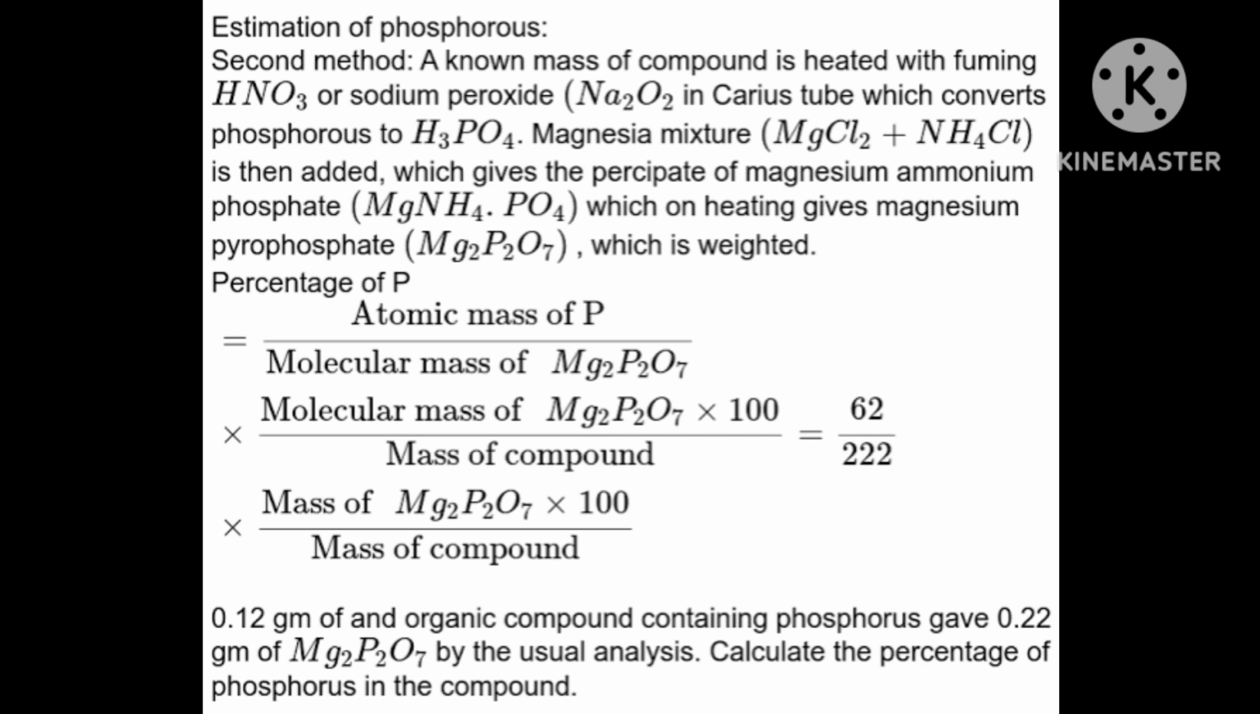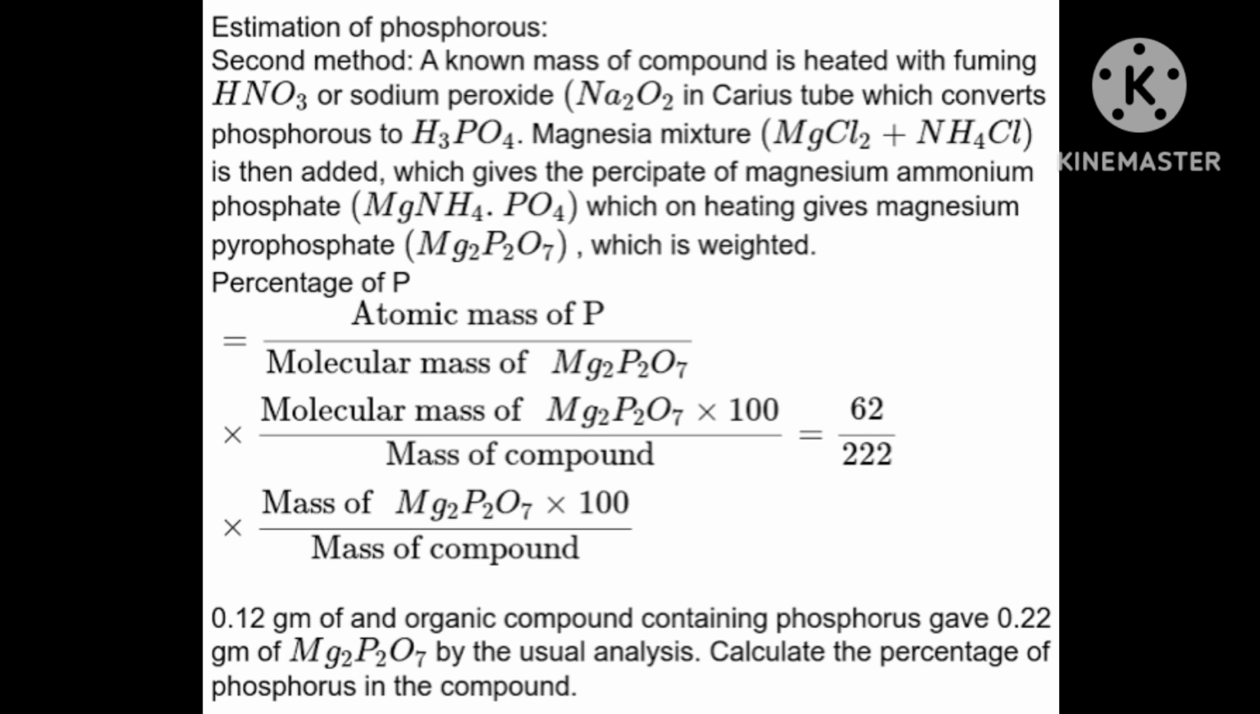Mg2P2O7. This you have to ignite after mixing. Then you will get Mg2P2O7. Then from this Mg2P2O7, again you can calculate P directly. P2 is there, na? Then you calculate the molecular mass. All things you are knowing.